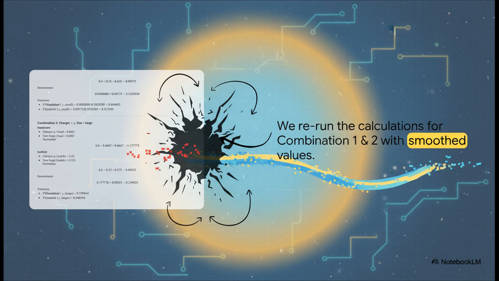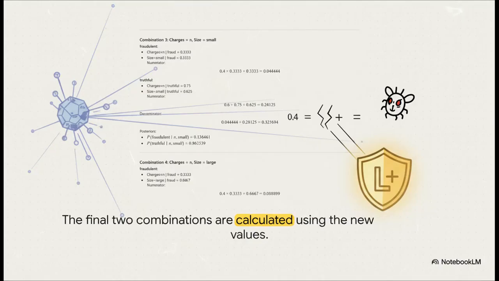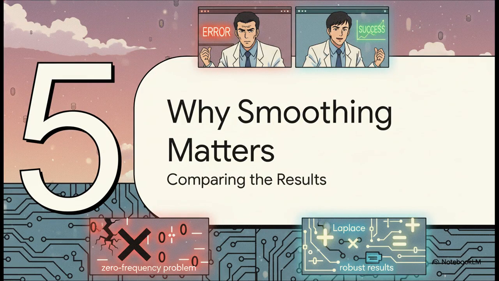So now we go back and do it all again. We rerun every single one of our original calculations, but this time we use our new, smoothed numbers. The core logic is exactly the same, but now our numbers are protected from that fatal zero frequency problem. We finish up the math for the last couple of combinations, and now we're finally ready to see the improved, much more robust result.